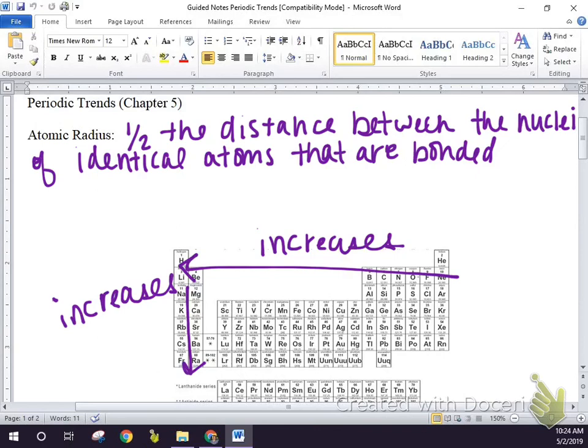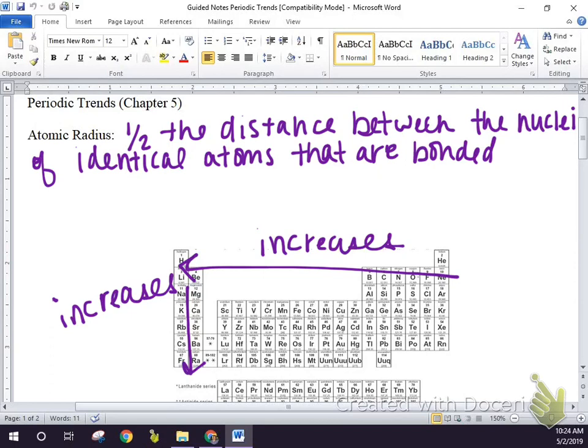Okay, we see an increase as we go to the left, and we see an increase as we go down. So let's talk through why we think our atomic radius increases as it goes down. It gets bigger. More specifically, what happens to the atom as it goes down a row on the periodic table? More electrons. And so specifically, what does it do? It adds an orbital or a shell. It adds another energy level.